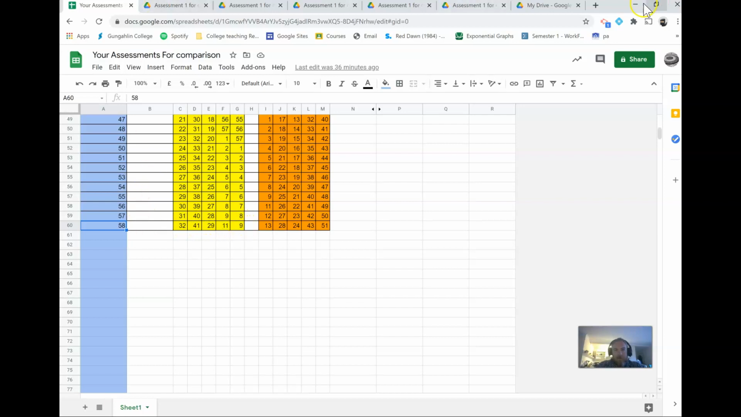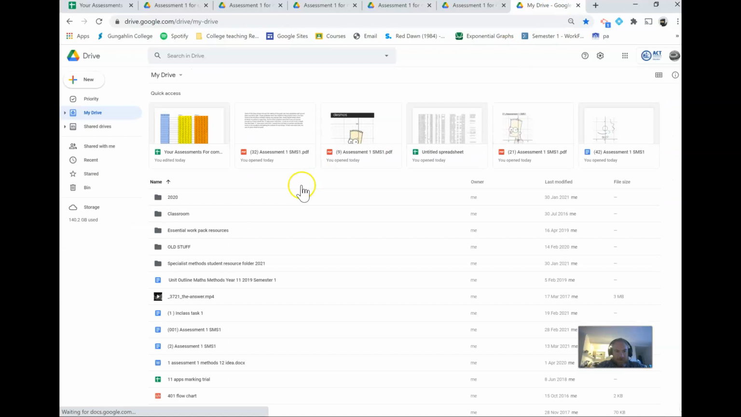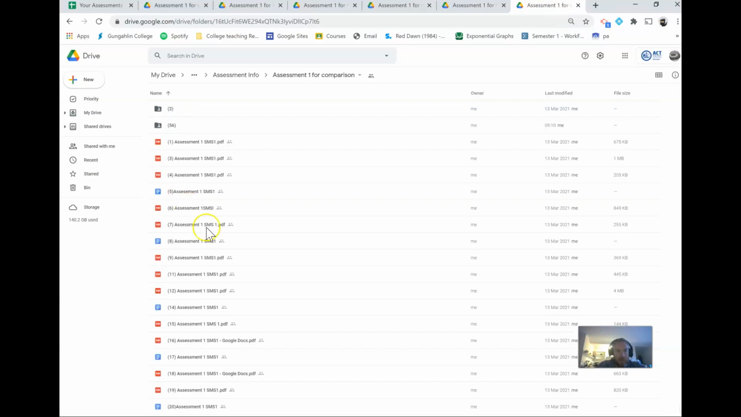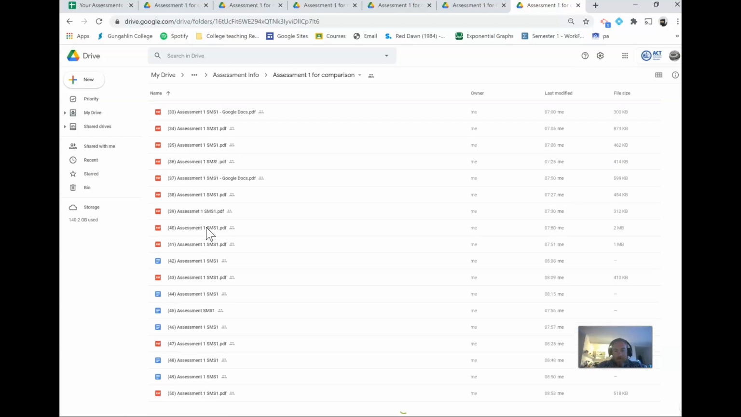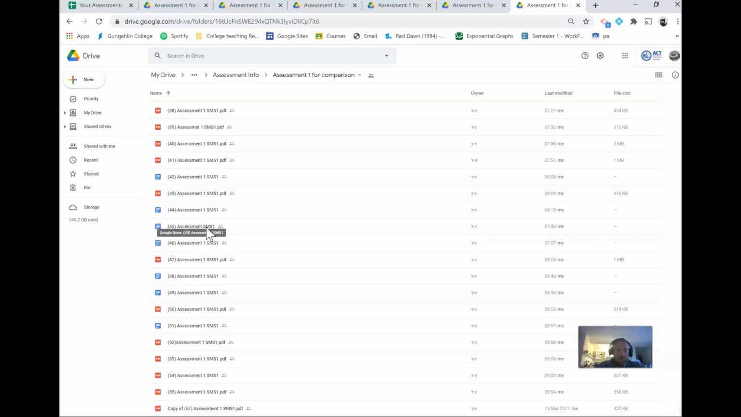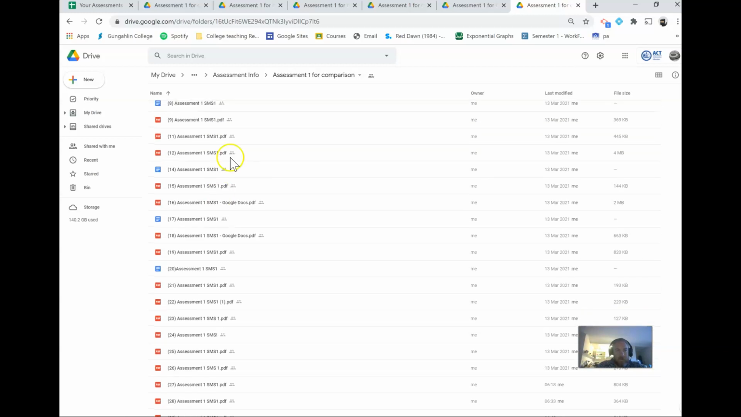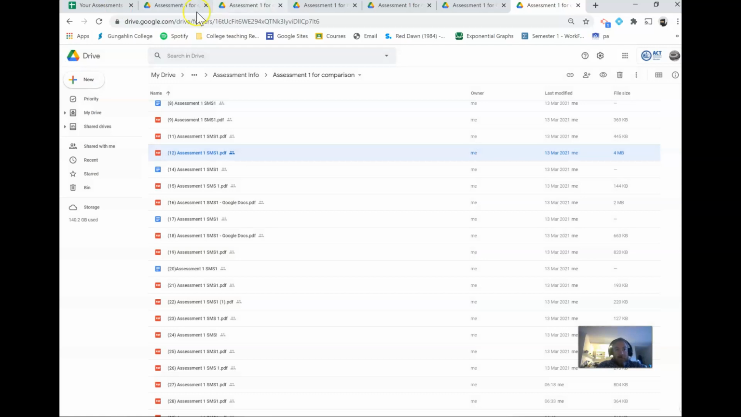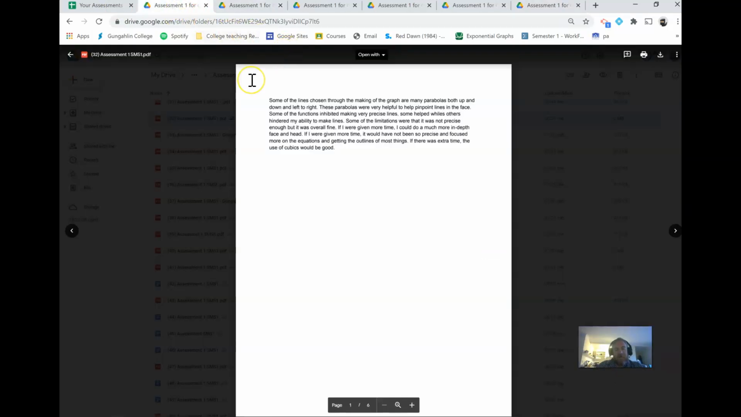Okay, so what I do is I go to the student resource folder for Unit 1, Assessment Info, Assessment 1 Comparison, and here you'll find everyone's assignments. So they're all here for you to find, and you go to your numbers and pull them up. So say I had number 12, you'd show number 12. Now I've preloaded them into tabs.